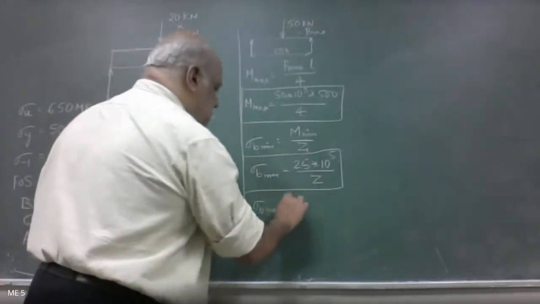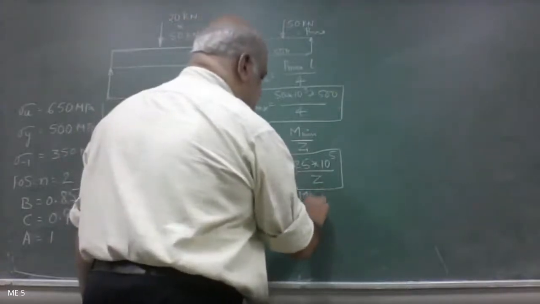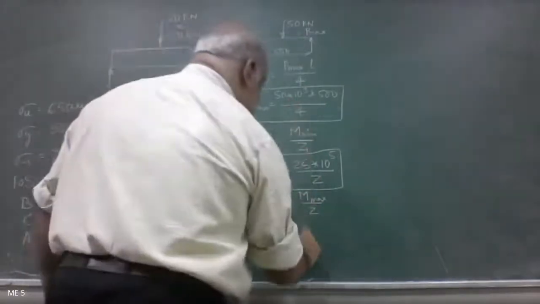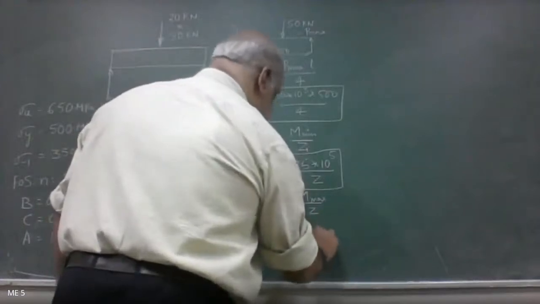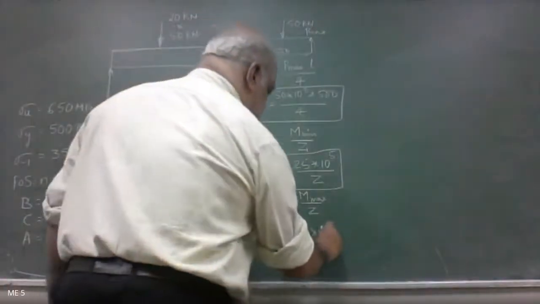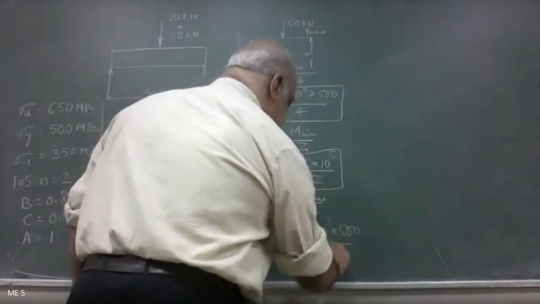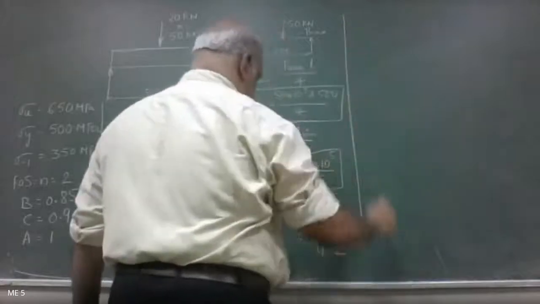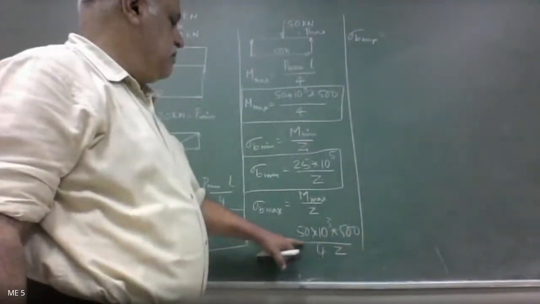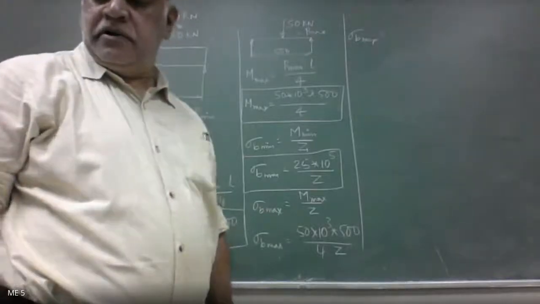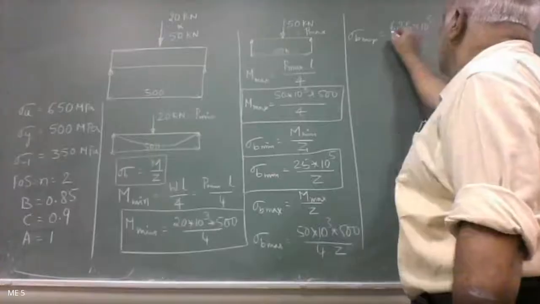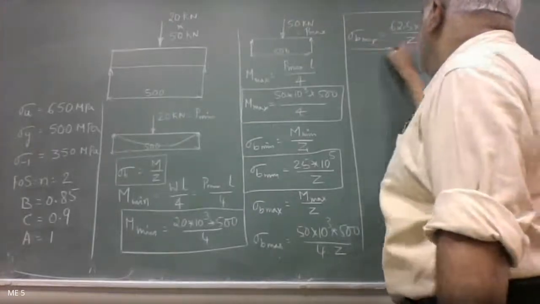Similarly, sigma B maximum will be M max divided by section modulus. So therefore, sigma B max is equal to, what is M max here? 50 into 10 power 3 into 500, so I can do that substitution, divided by 4 into Z. So therefore, what is the value of sigma B max? Simplify and give me this value. 62.5 into 10 power 5, correct? 62.5 into 10 power 5 divided by section modulus. This is sigma B max.